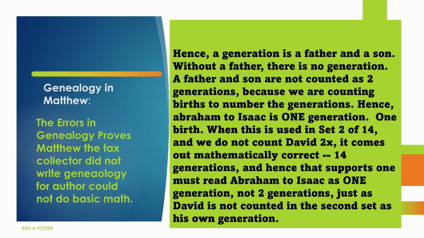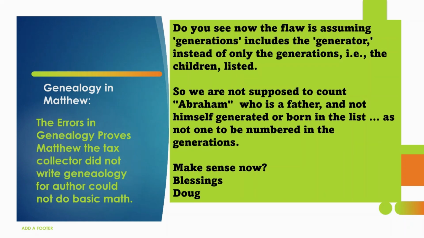And hence that supports that one must read Abraham to Isaac as one generation and not two generations, just as David is not counted in. Okay, so I concluded, do you see now the flaws in assuming generation includes the generator instead of only the generations, i.e. the children listed? So we're not supposed to count Abraham, who is a father and not himself generated or born in the list, as one to be numbered in the generations. Makes sense now. Blessings, Doug.